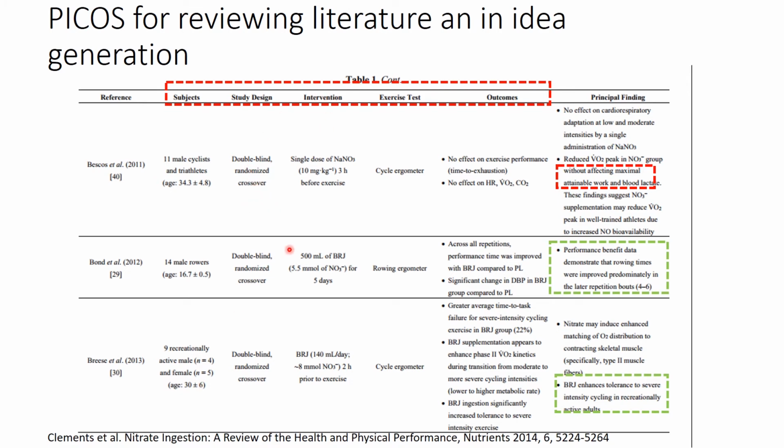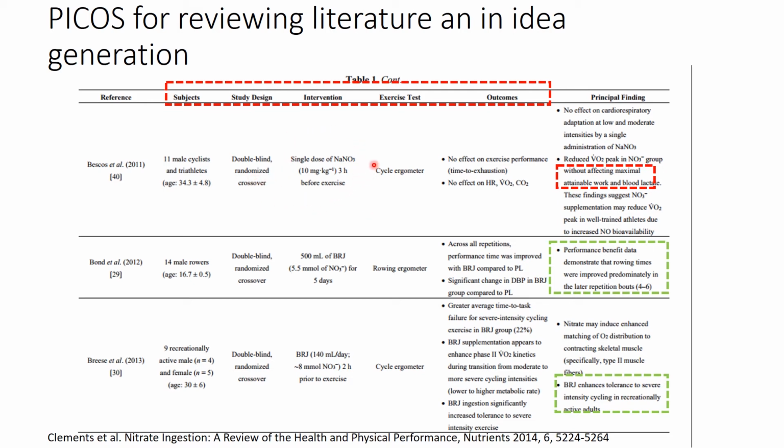Well, the study designs are all the same. Randomized, double-blind randomized crossover trial. So it's not in study design. Intervention, we'll come back to that in a second. Outcome, well, the outcomes here, they've looked at cycling exercise, rowing exercise, cycling exercise, and they've all looked at some element of endurance. So there doesn't seem to be a pattern in the outcome. But possibly there's a difference here within the intervention.